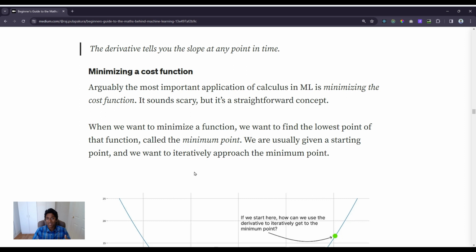Now let's talk about minimizing a cost function. Arguably, one of the most important applications of calculus in machine learning is minimizing the cost function, or you might also hear it as the backpropagation algorithm. Now, it sounds kind of complicated, but it's really a straightforward concept. So let's dive into it.